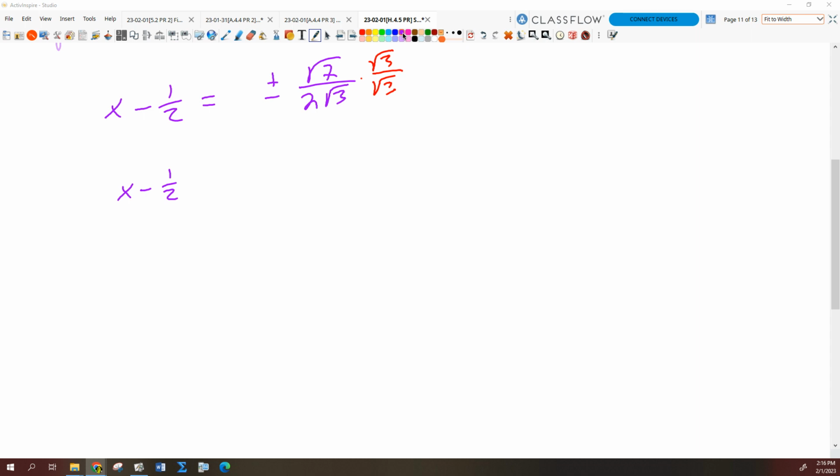And so we get x minus 1/2 equals plus or minus square root of 21 over 6. Okay, and then last step. Where's the 1/2 go? Right there, good. So we get x equals 1/2 plus or minus square root of 21 over 6. All right, give me 1 to 5. How we doing? Okay.